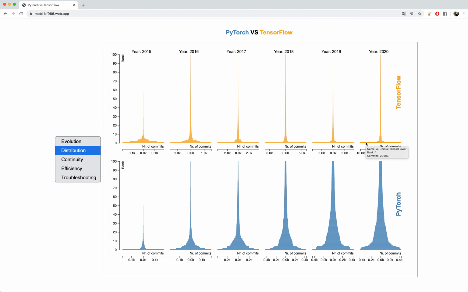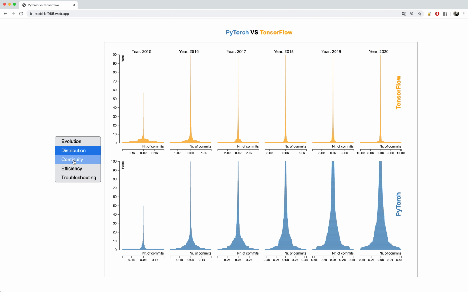for the number of commits by year, for example 2020, this contributor has committed 20,683 commits. And for PyTorch, we can see that the collaboration is becoming better over time, as we see the growing pyramid, and the number of commits of the most powerful committer is 886. So there is a huge difference between TensorFlow and PyTorch in the amount of commits by year.